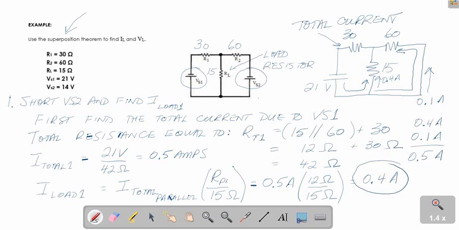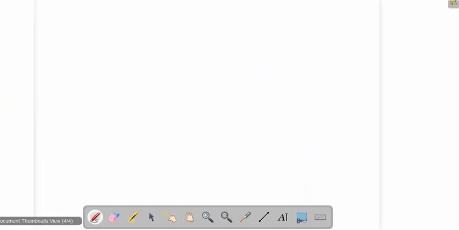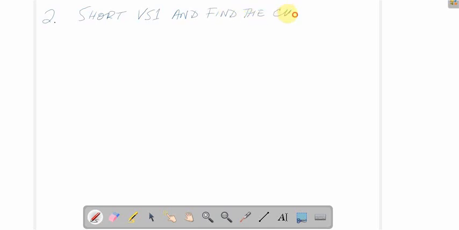So we're going to move on and do the same thing again, looking at it from the perspective of the other voltage source. We're going to short VS1 and then take a look at the current going through the load resistor.